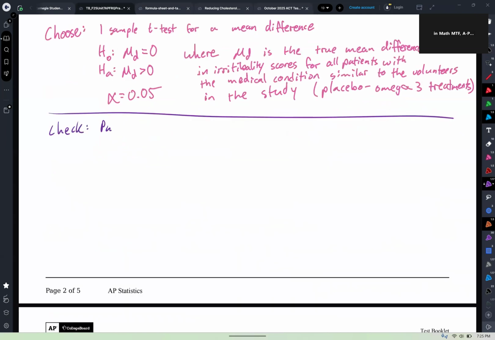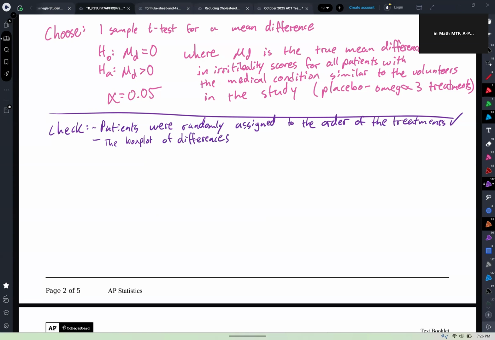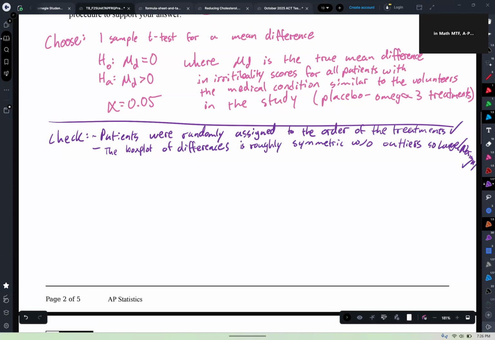The patients were randomly assigned to the order of the treatment. So randomness is there. I don't have to worry about 10% because it was an experiment. The box plot of differences. Notice I'm not looking at the individuals. I'm looking at the differences because that's my inference procedure. It is roughly symmetric without outliers. That's how I'll say it. Large slash normal. There's my check.